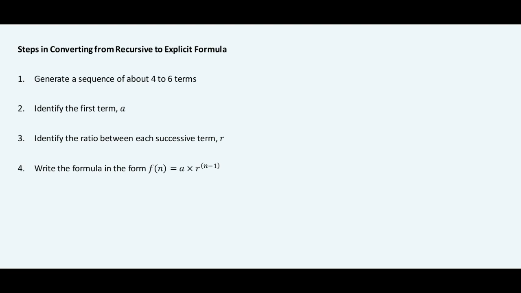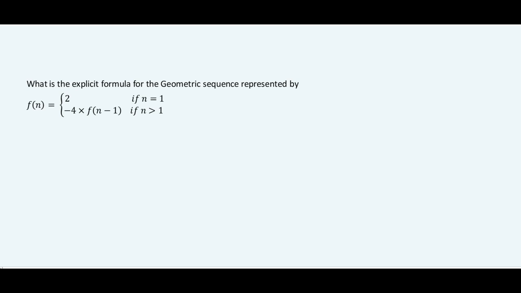We will identify the first term and identify the ratio, and right after that, create the formula in the explicit form. So we'll start with this example. Let's look at the first term. So f of 1 equal to 2.